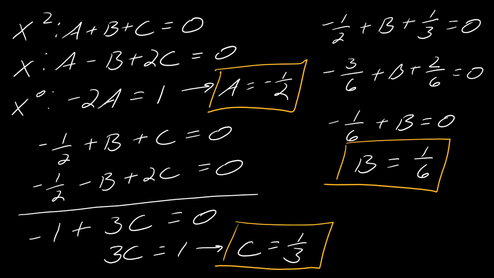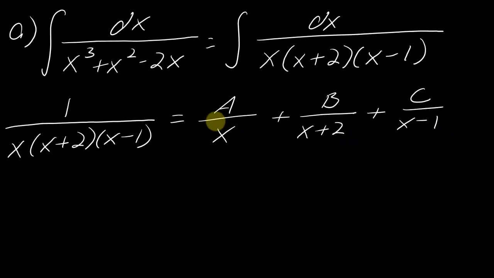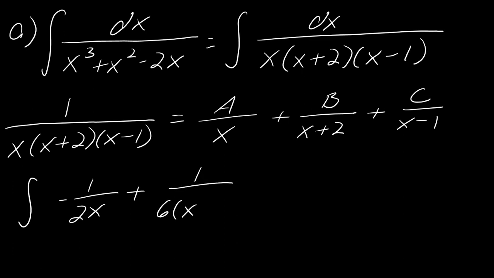So now I can actually set up my integral. So let's maybe go back to the original problem. So this was the setup that I had, and now I can set up this integral with my numbers. So I've got negative 1/2 over x plus 1/6 times 1 over x plus 2 plus 1/3 over x minus 1.